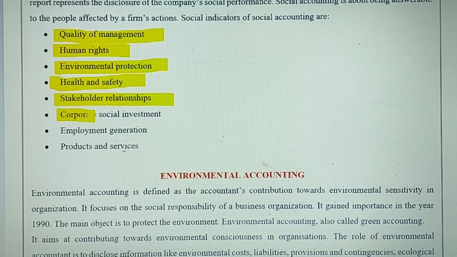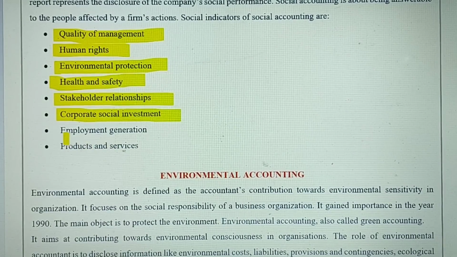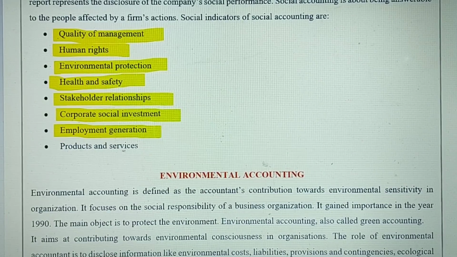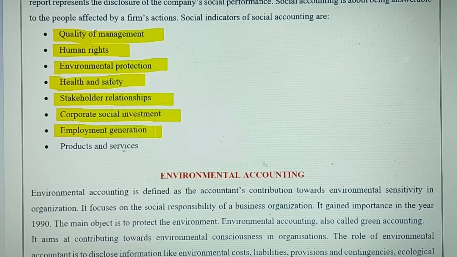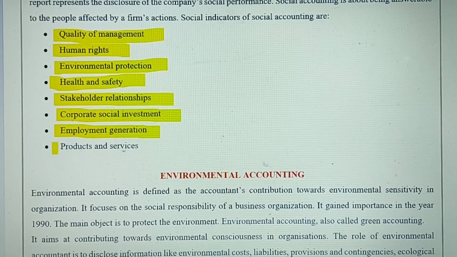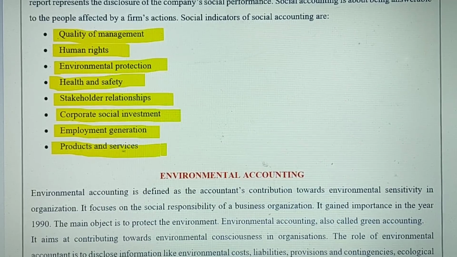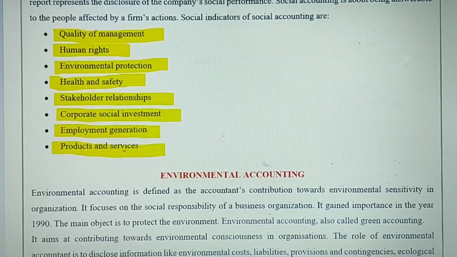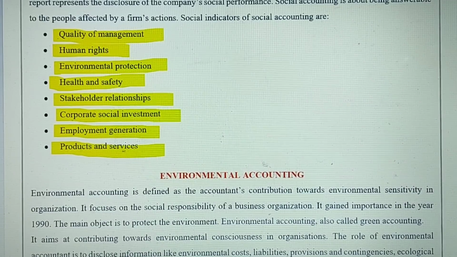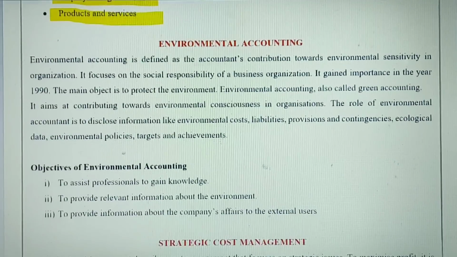Then it has corporate social investment. Then it should always try to create employment opportunities for the people, and it should produce products and services which are demanded by the society.